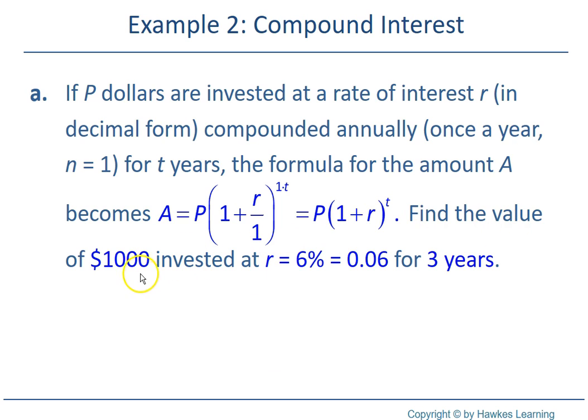Find the value of $1,000 invested at this rate, which is 6% for 3 years. So let's set this up together, because the key is you have to set it up properly, then you just put it in your calculator. So P is going to be 1,000. Put a parenthesis there. Now 1 is easy. Now your rate is 6%.